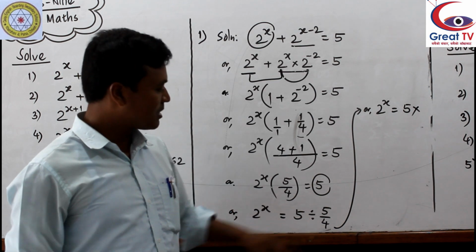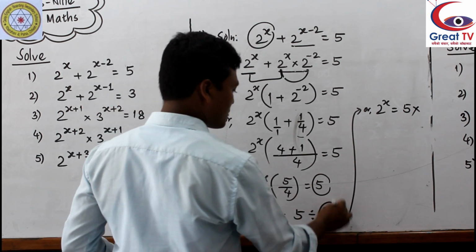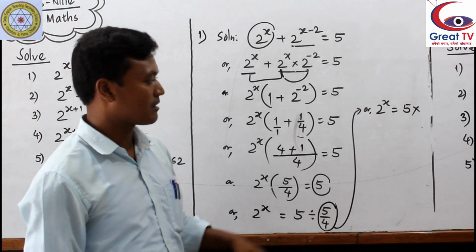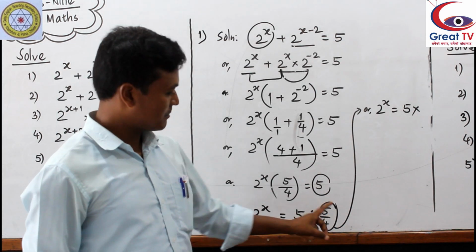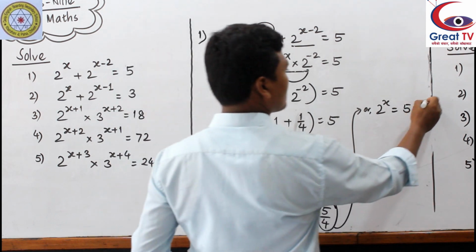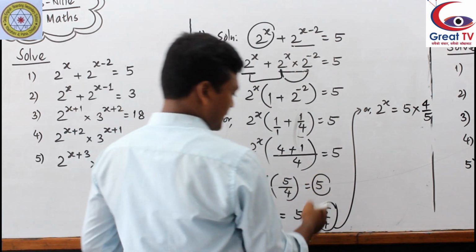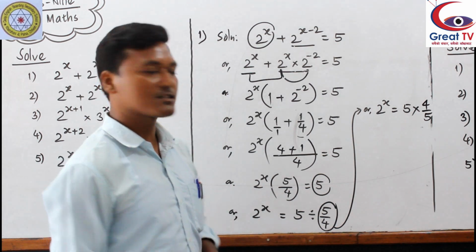Change the division sign into multiplication. Then write the reciprocal of the fraction right after the sign. Here it is 5 upon 4, so write 4 upon 5. Now this concept you also read already in your previous class.